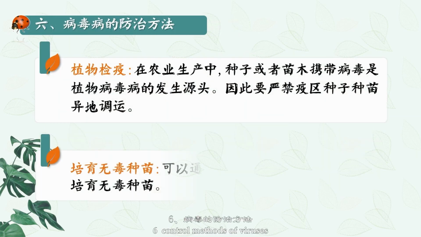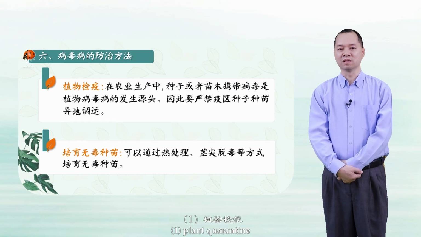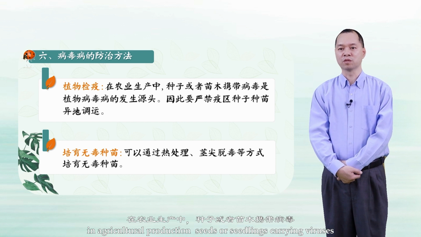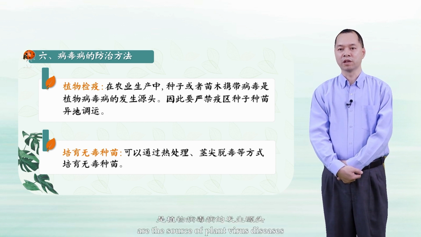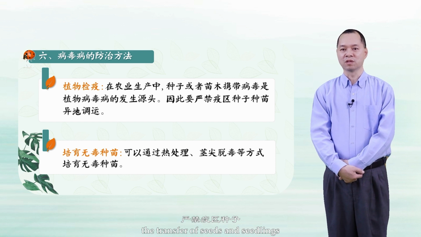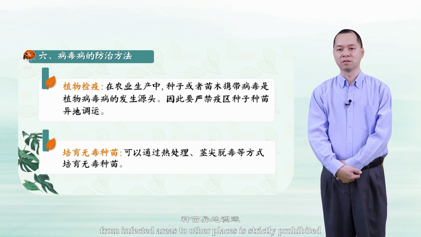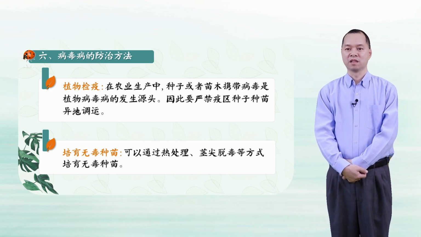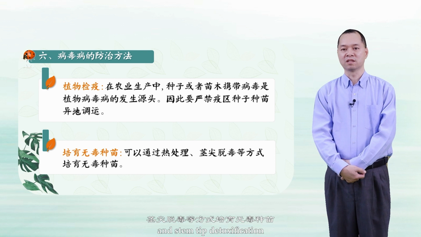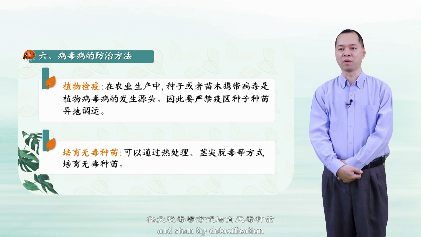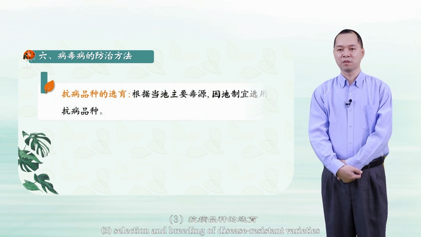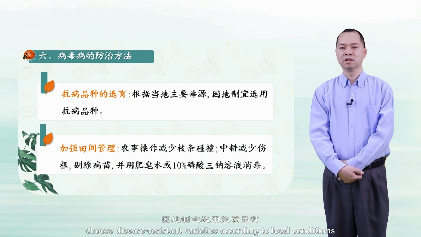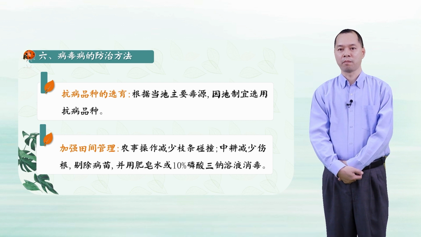6. Control methods of viruses. 1. Plant quarantine. In agricultural production, seeds or seedlings carrying viruses are the source of plant virus diseases. The transfer of seeds and seedlings from infected areas to other places is strictly prohibited. 2. Breeding virus-free seedlings can be done through heat treatment and stem tip detoxification. 3. Selection and breeding of disease-resistant varieties. According to the main sources of local viruses, choose disease-resistant varieties according to local conditions.